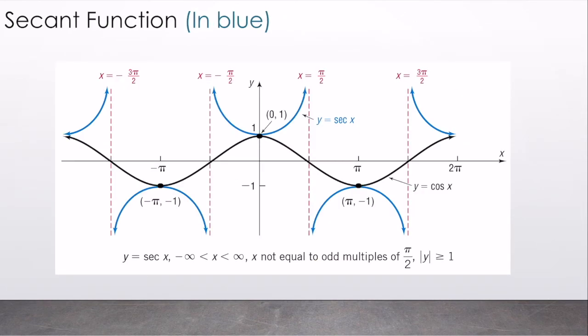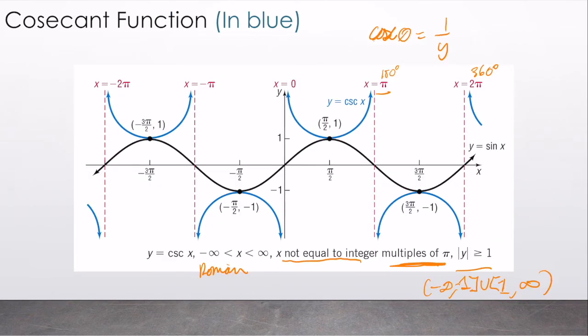Here's our secant function. Again, secant of theta is 1 over x. So whenever our x value is going to be 0, which is at like 90 degrees, 270 degrees, that's when we're going to have an asymptote. Its domain is all x as long as x doesn't equal odd integer multiples of pi over 2. And its period is, just in case you wanted to know, 2 pi. The same thing is true for cosecant, right?